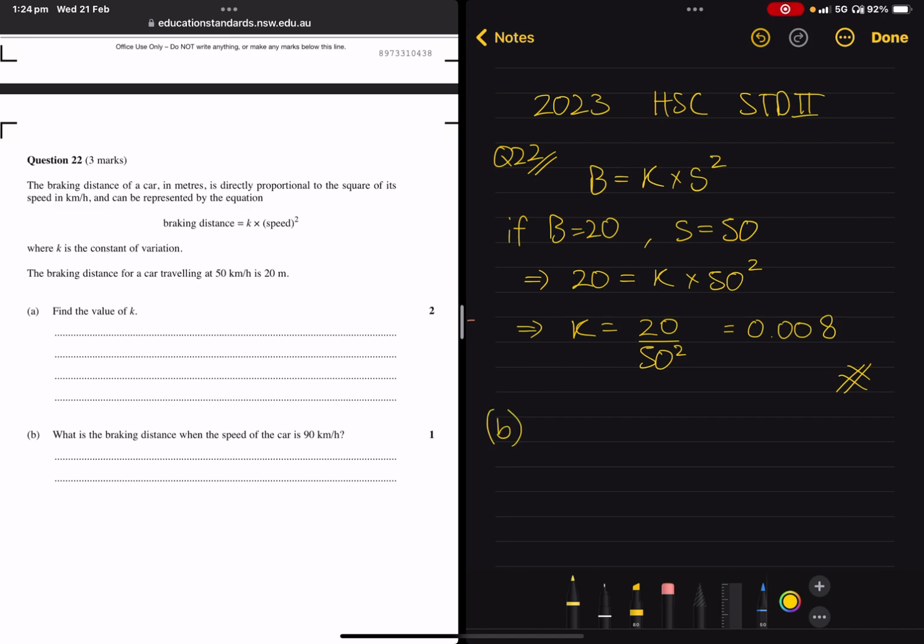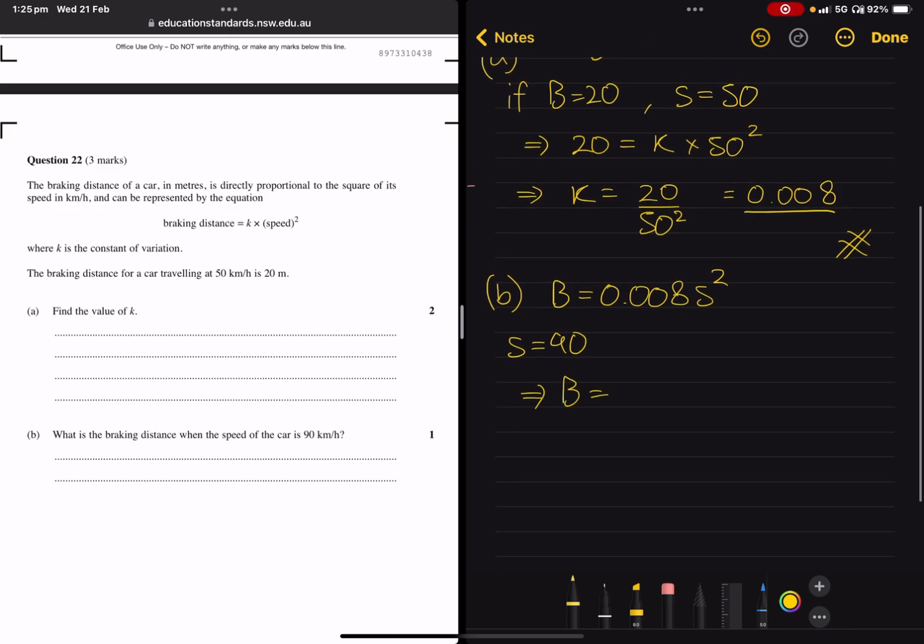In part B, we are asked, what is the braking distance when the speed of a car is 90 kilometers an hour? Well, we now know the constant K. K is the same for any speeds and braking distances. So speed is the input. You input any speed, and K is always constant in this model. So we now know B is 0.008 times speed squared. We are told speed is now 90.